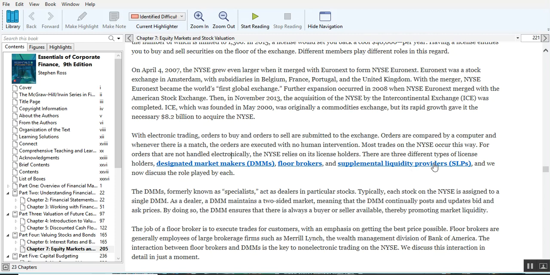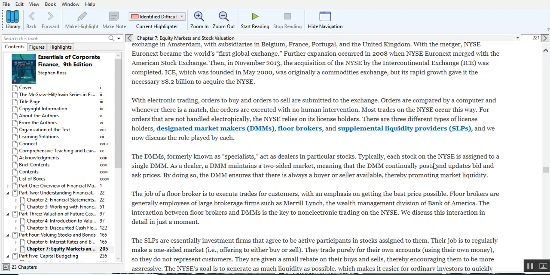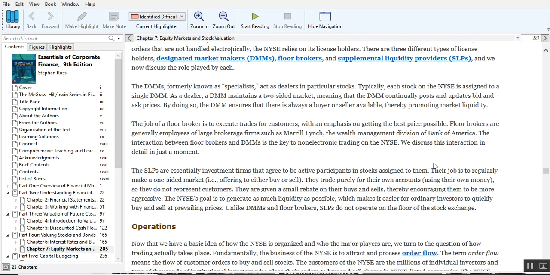And then there's the supplemental liquidity providers. Supplemental liquidity providers are investment firms that are active participants in stocks that are assigned to them. They basically make a one-sided market. They offer to either buy or sell, and they trade purely for their own accounts, the ones that they have, and they use their money so they don't represent customers.